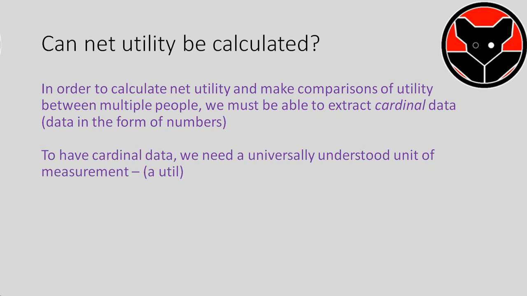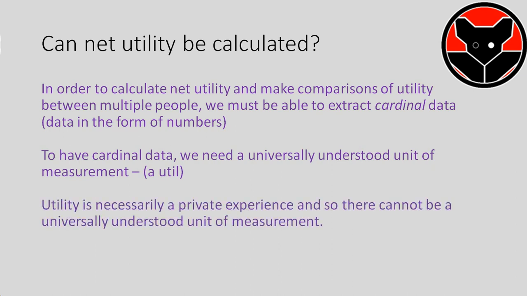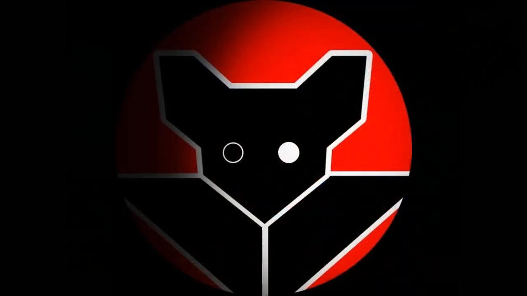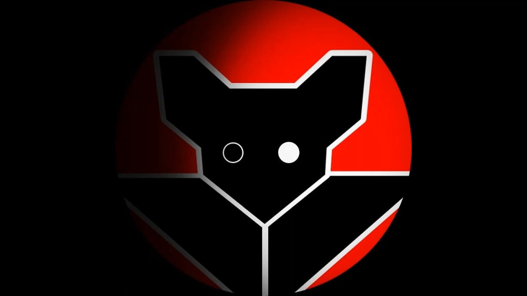However, extracting cardinal data on utility is not possible, as satisfaction is necessarily a private experience. It is impossible to communicate the exact degree to which one is satisfied or dissatisfied by a given experience. For example, if you stub your toe, you can only communicate that this hurts or this really hurts. What you cannot do is put a number on how much it hurts, state how many negative utils a stubbing of your toe has brought you, and then expect everyone else to know the exact amount of pain you're experiencing.